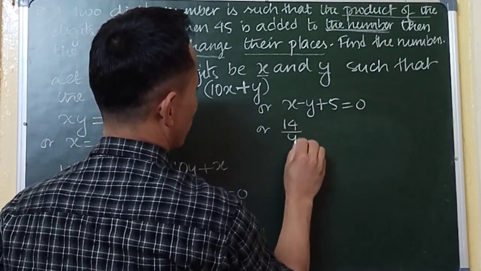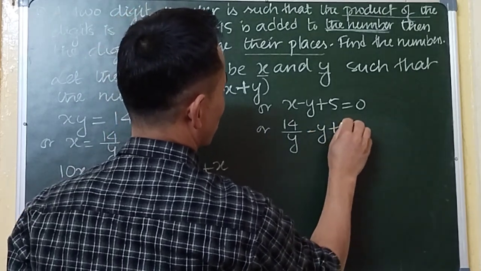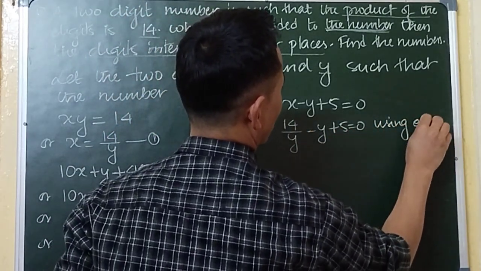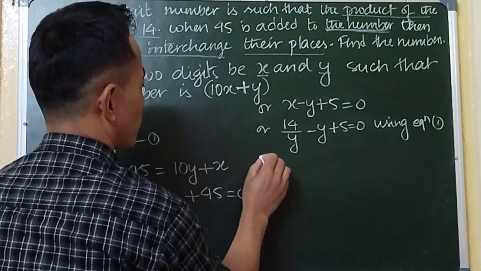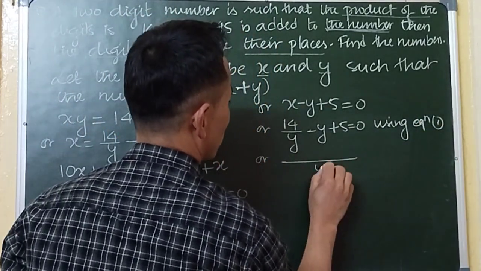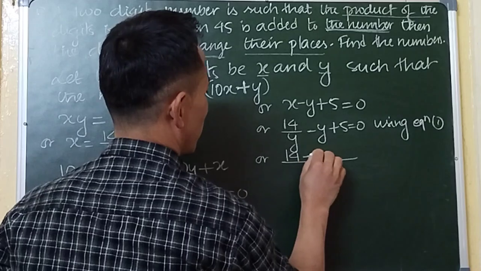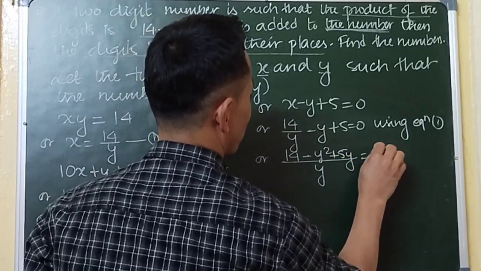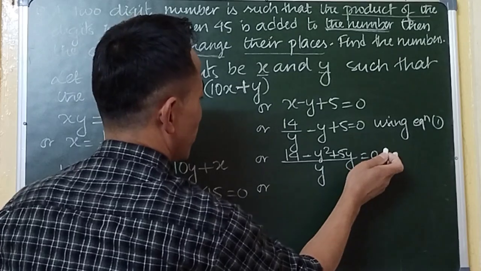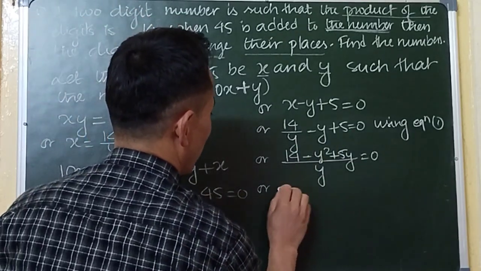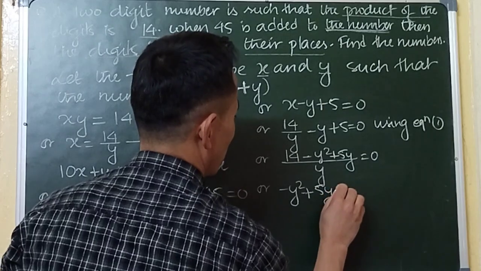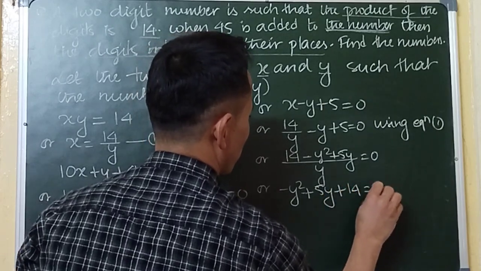So 14 divided by y minus y plus 5 equals 0. Here we have used equation 1. Now take the LCM, so this is y. This becomes 14 minus y square plus 5y equals 0. If you cross multiply, this becomes 0. So we have minus y square plus 5y plus 14 equals 0.